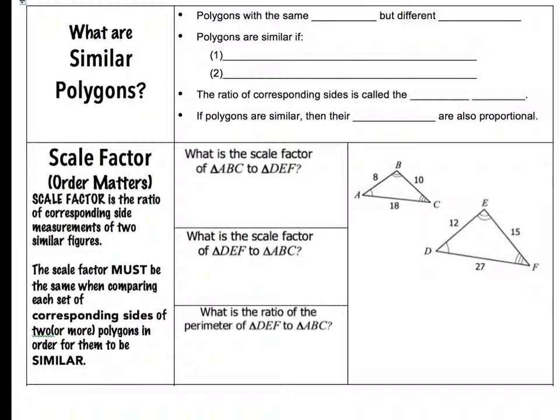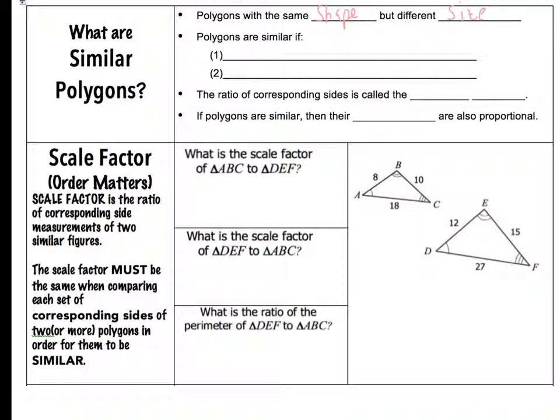In this section, section 7.2, we're going to discuss what similar polygons are and how we can use the fact that polygons are similar to find missing measures. So the first thing is, what are similar polygons? Similar polygons are polygons with the same shape but different sizes.